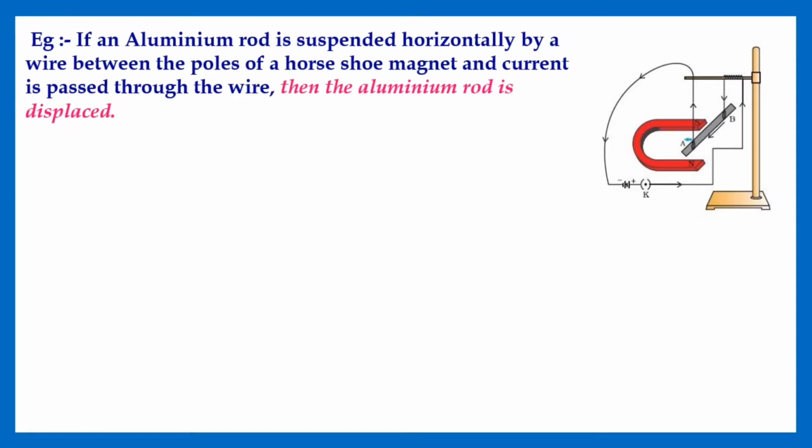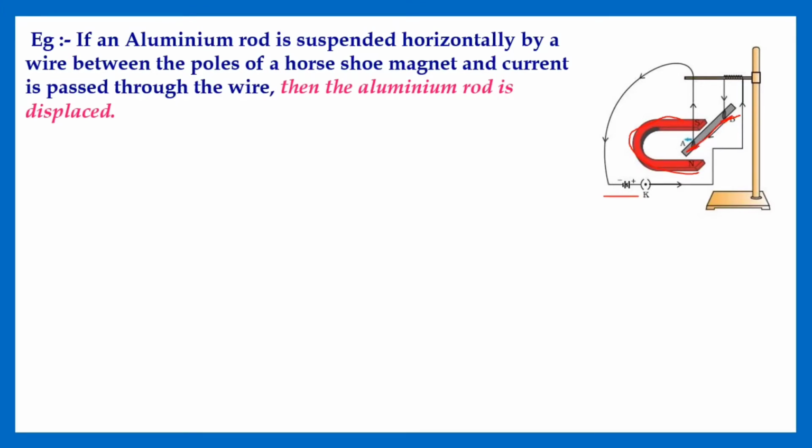Here is the arrangement. This is AB, an aluminum rod. That is the horseshoe magnet. And this is a battery, and the battery is connected to them. One end of the battery is connected over here at point B, and the other end is connected at point A.